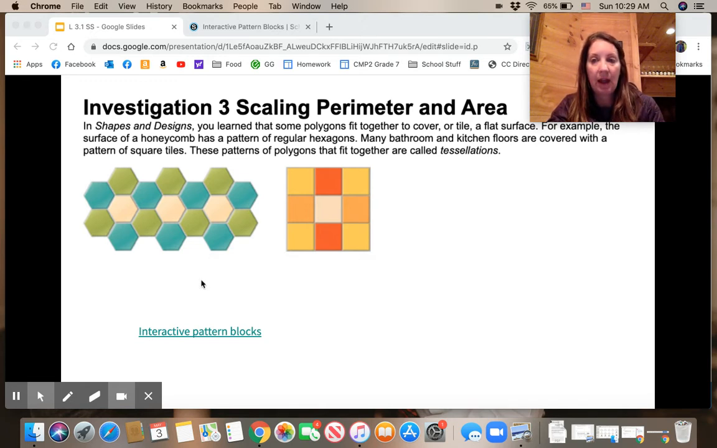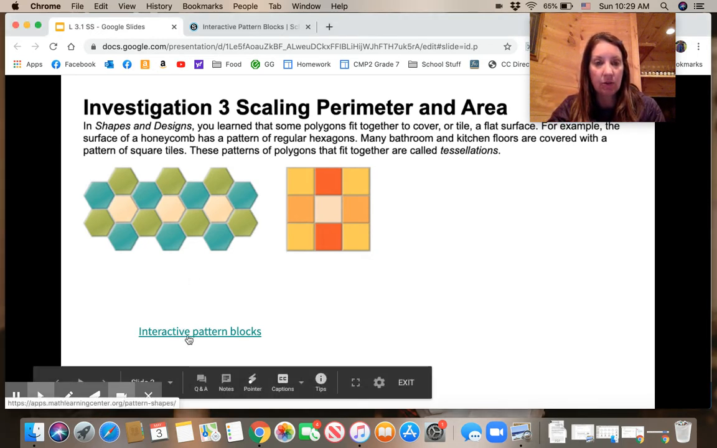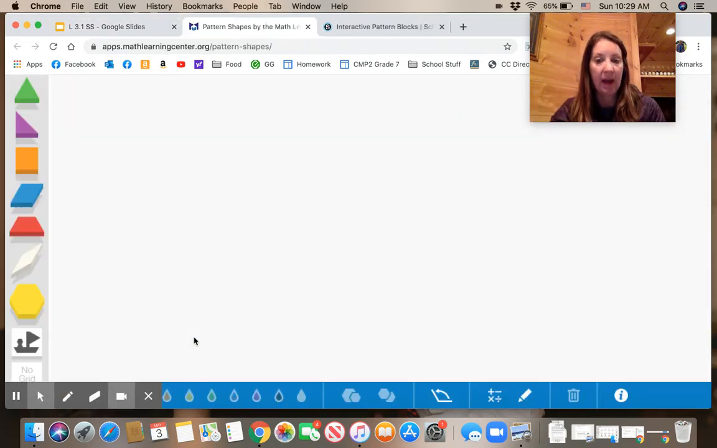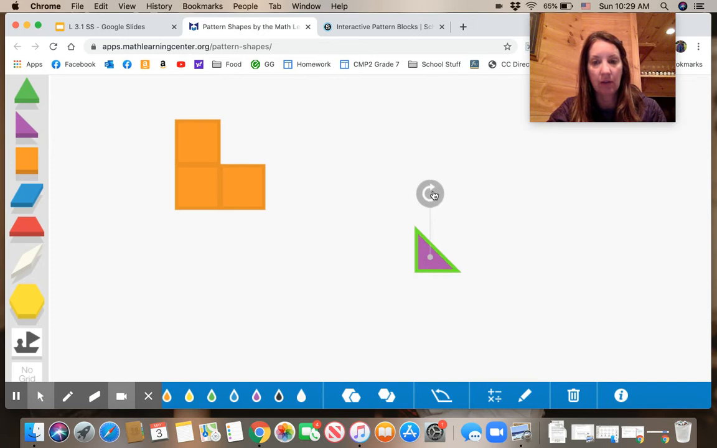If you don't have any pattern blocks or templates at home where you could draw these nicely, I did link in Schoology, and down here I'll show you an online pattern block. So you could make your tilings by pulling over the shapes on the website. If you are trying to do the triangles, which we're not going to do today, you can rotate them using that button there.